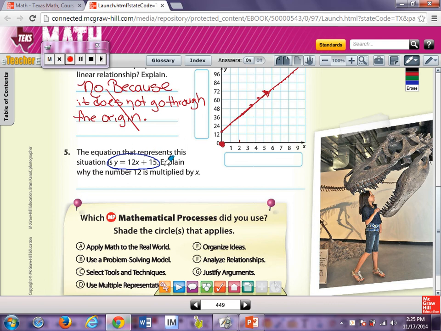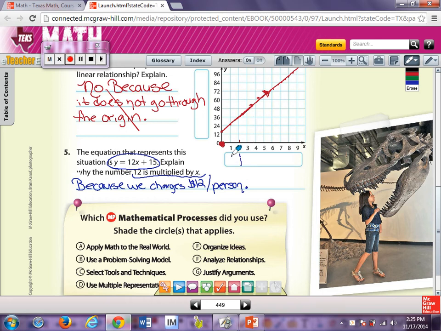So it says now, explain why the number 12 is multiplied by x. The reason why it's multiplied is because the museum charges $12 per person. This is a unit rate the way I wrote it. $12 per one person. That's what's happening. So every person that comes into this museum, it'll be multiplied times 12.